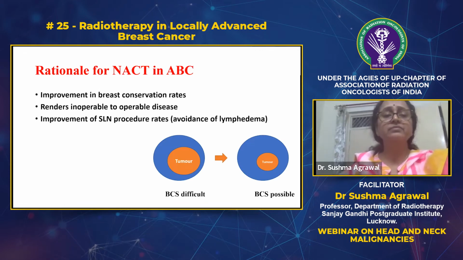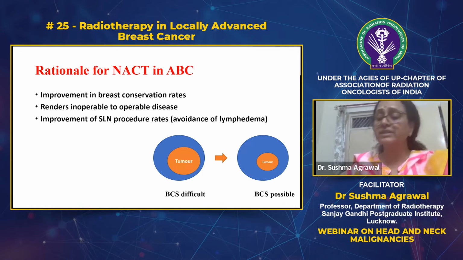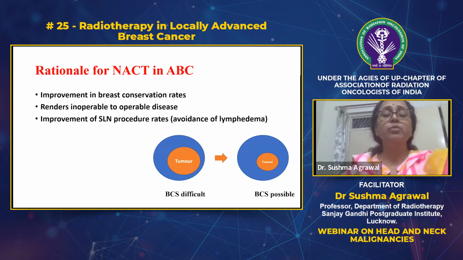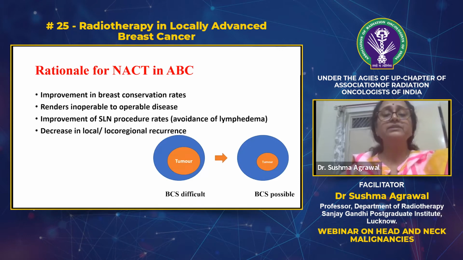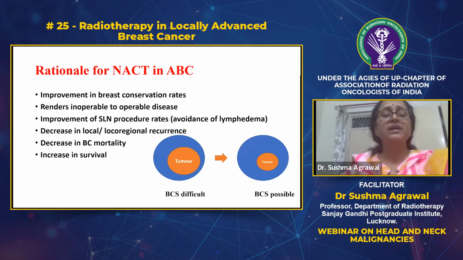The other thing which gradually evolved was the improvement of sentinel lymph node procedure rates. Since sentinel lymph node procedure is done in clinically node negative patients, if we give chemo to node positive patients, they become negative, we can go ahead with sentinel lymph node procedures, and we will end up with a lower incidence of lymphedema. Now, what were the other advantages? It also resulted in a decrease of the local and locoregional recurrence rates. It also results in decrease in breast cancer mortality, thus leading to an improvement in survival.